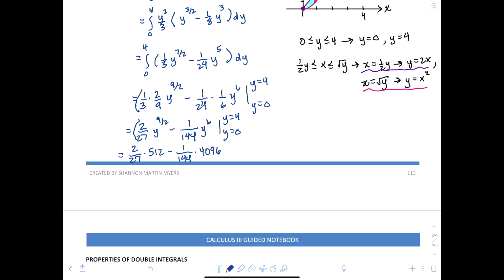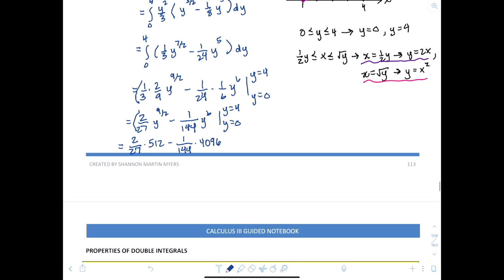So putting that all together, if I did my math right, we will end up with 256 over 27 cubic units. Cool, cool? Okay.